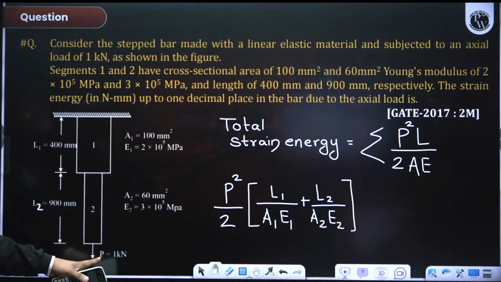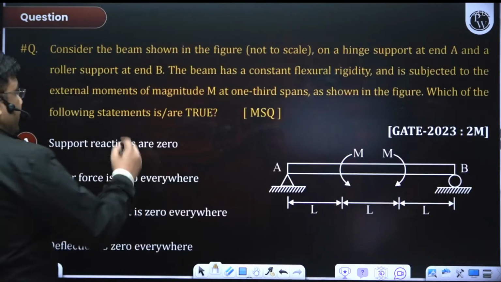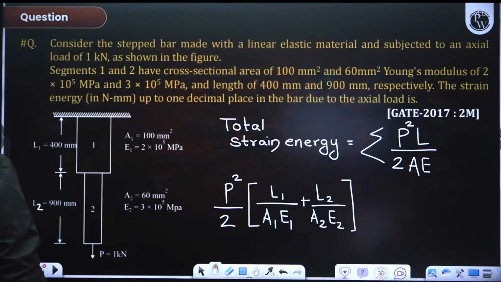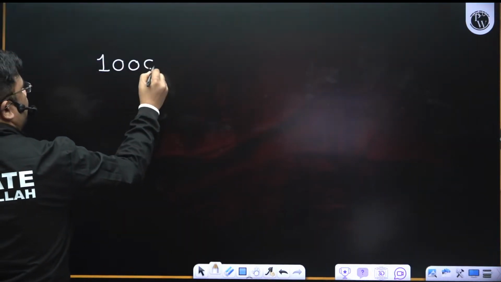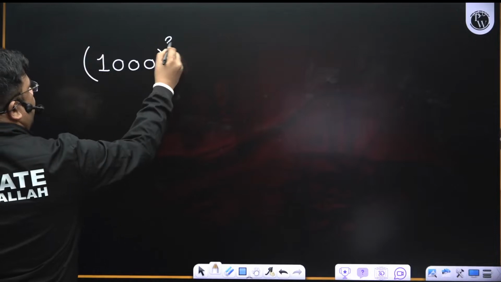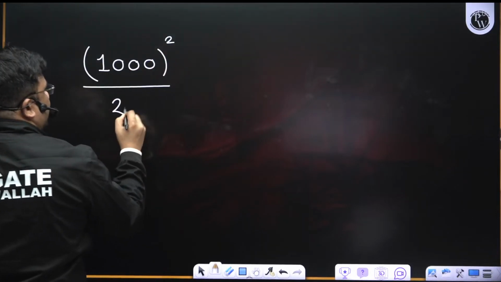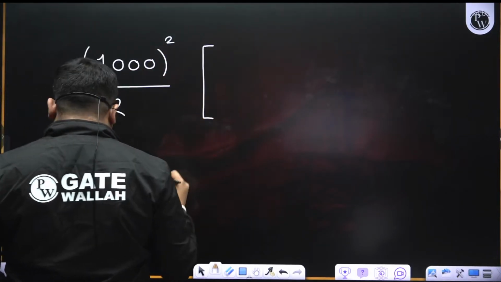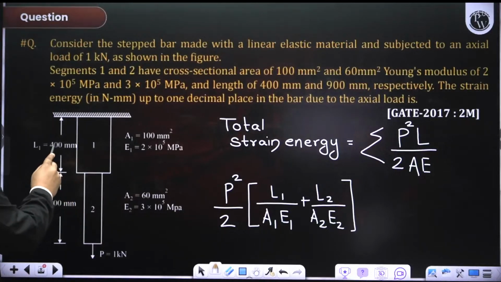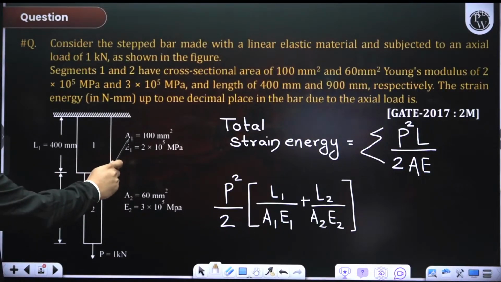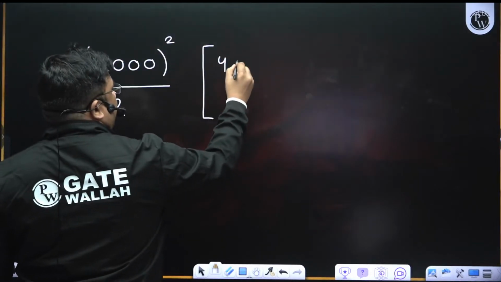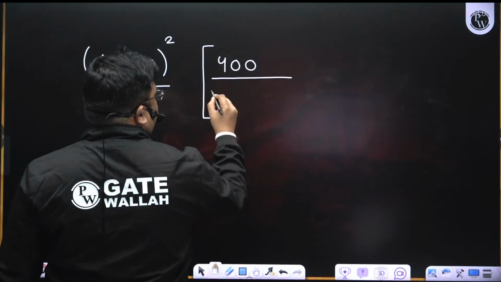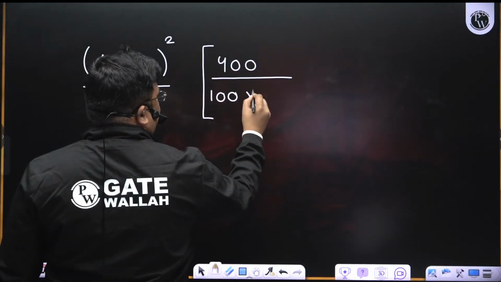You see this P is given 1 kilonewton, so I have to convert it into Newton. In Newton it will be 1000 Newton, so 1000 square divided by 2. Then you see L1 is 400, A1 is 100, and E1 is 2 into 10 to the power 5. So 400 by 100 area 1, then 2 into 10 to the power 5.